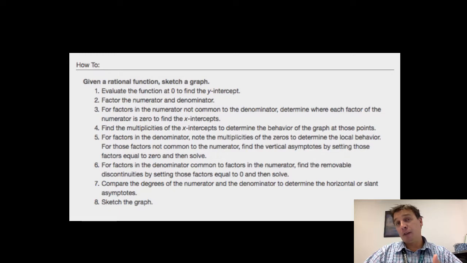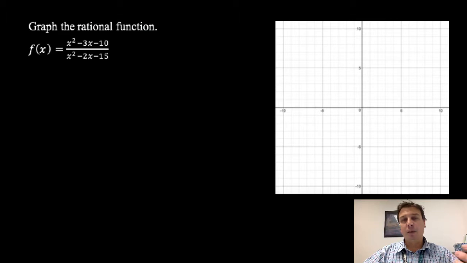Then we've got to go through and figure out the horizontal or slant asymptote. Do I have a horizontal asymptote or do I have a slant asymptote? Again, that's all dependent upon the degrees of the numerator and denominator. And then after we figure that out, let's plot some points, find out where I'm supposed to be, and then sketch the graph. So with this particular example, why don't we go ahead and figure out the y-intercept right away.